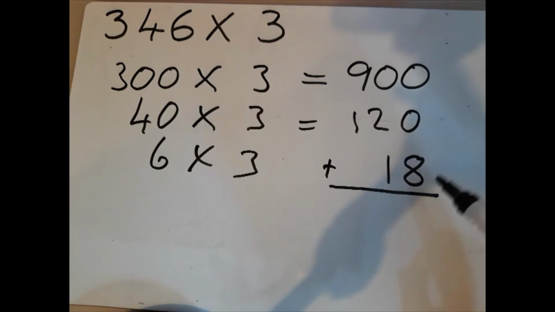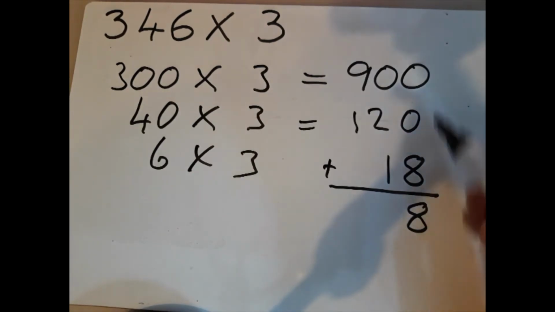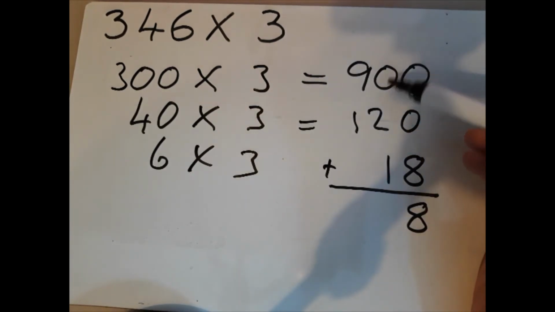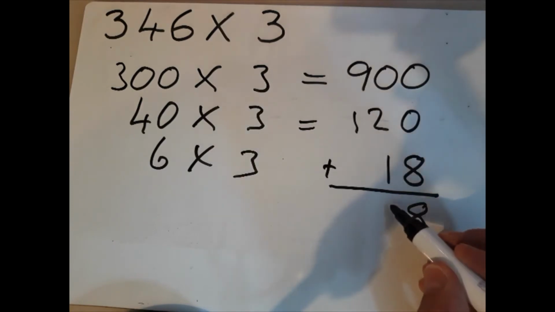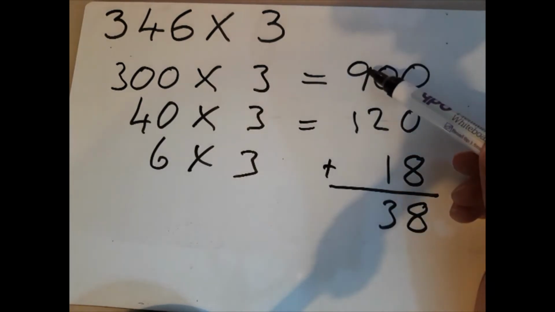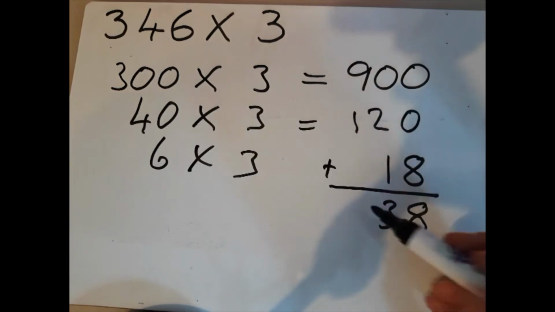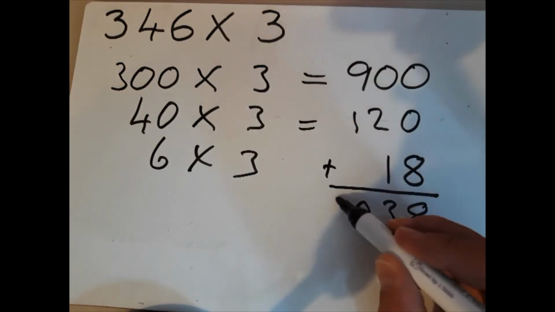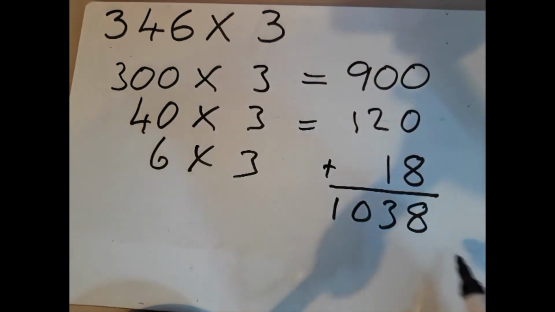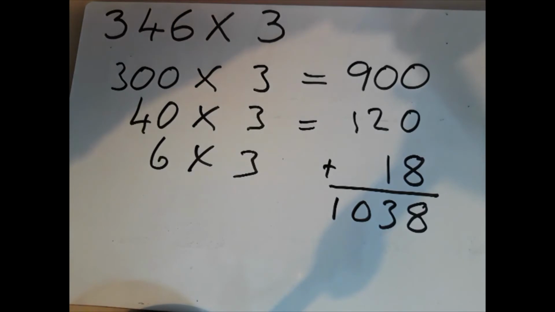So I've got 0, 0 and 8 will give me 8 ones. 0, 2 tens and 1 ten will give me 3 tens. 9 hundreds and 100 actually gives me 1,000. So I've got 1,038 as my final answer. Again, that's another way that you can set it out by using partitioning.